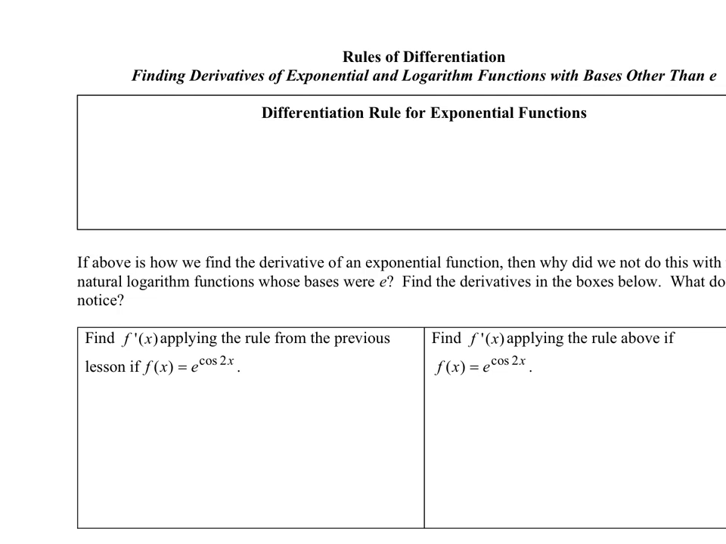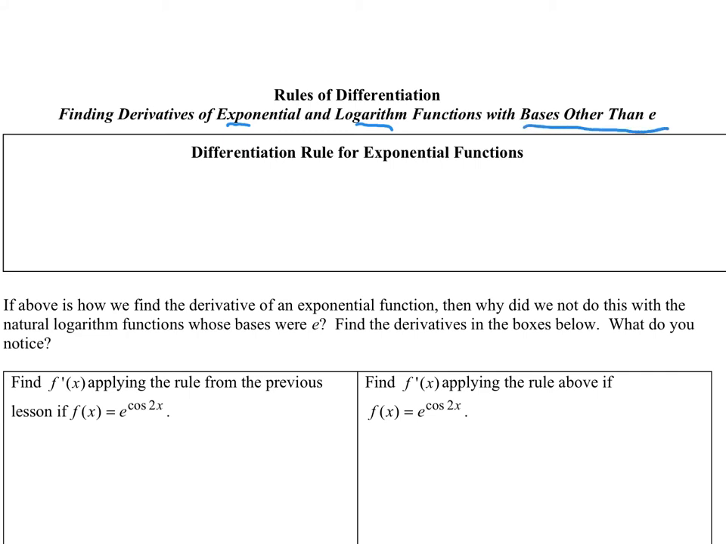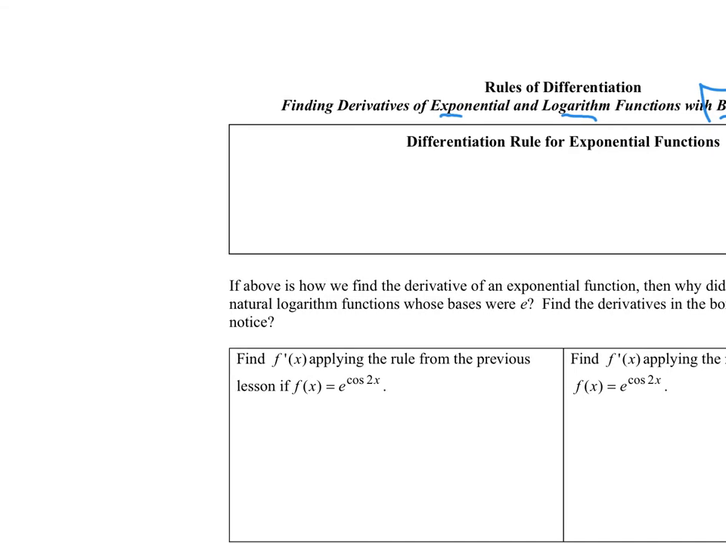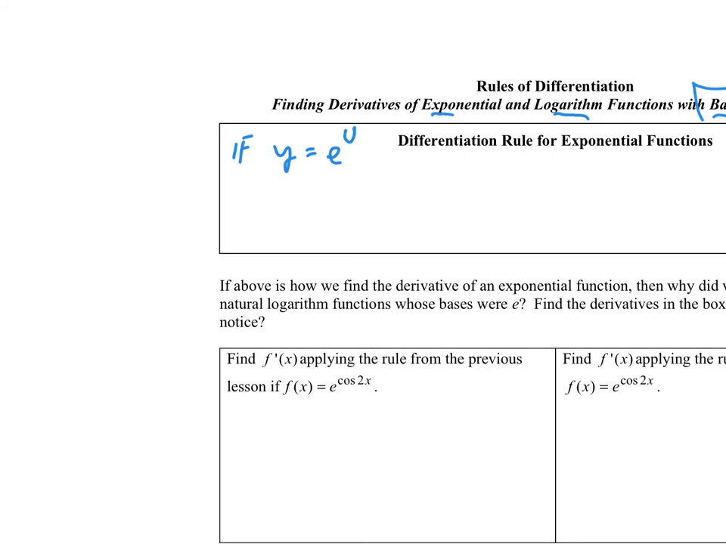Okay. It looks like it's the same thing. We're doing derivatives, exponential and logarithmic. But the difference is we're not using base e. Bases other than e. All right. Now, it's not a big deal. Because remember, if y was equal to, let's do e to the u, we learned that y prime was e to the u du. But that's only really half the story.